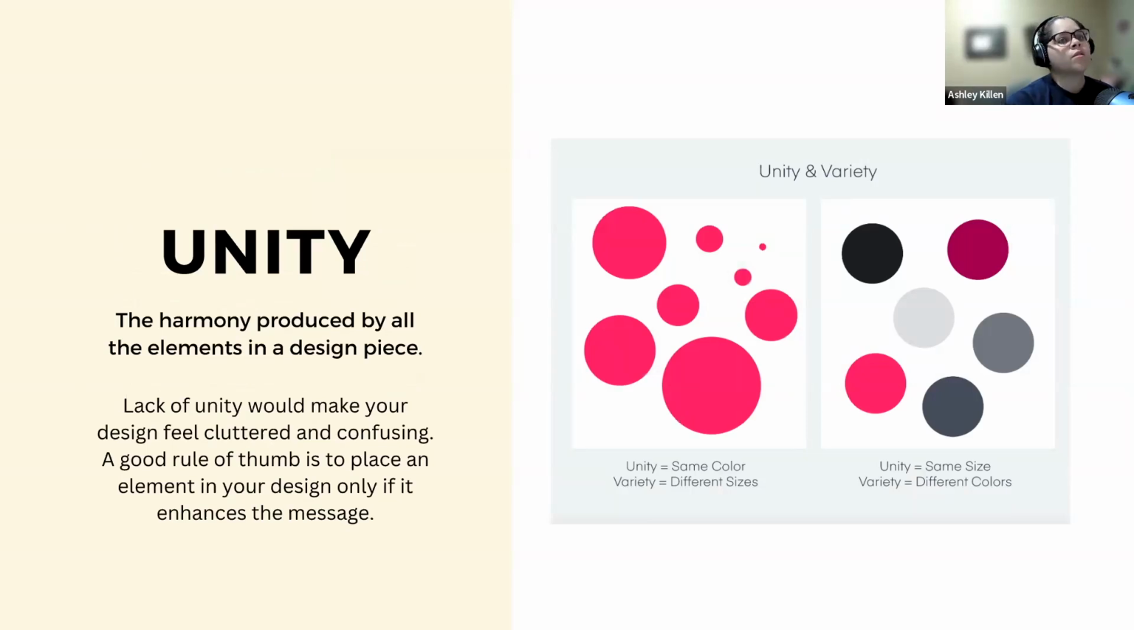So unity is the harmony produced by the elements of design. How well do they work together? Again, they don't have to be all the same. You could definitely have variety in them, but you need to remain unified in certain choices. If you've decided on a specific font, you need to remain consistent in that font choice. And you could definitely vary by the weight. I think that's totally fine.